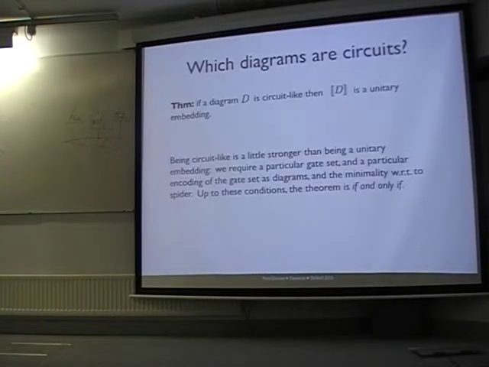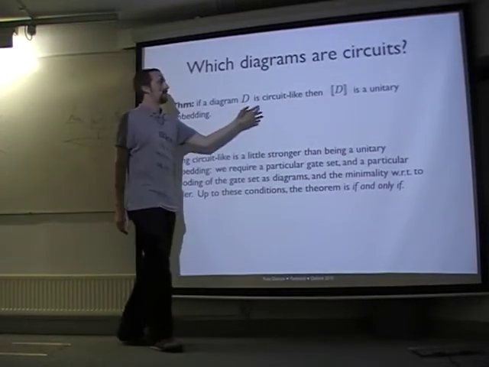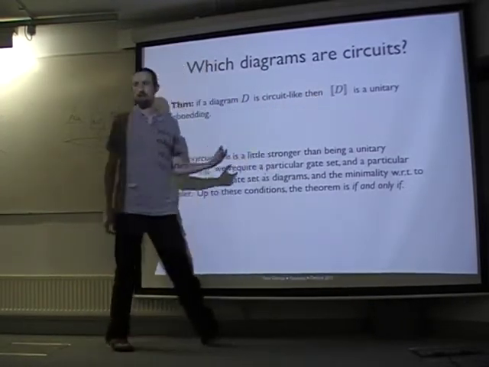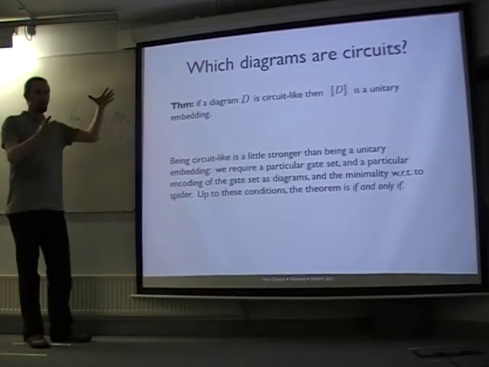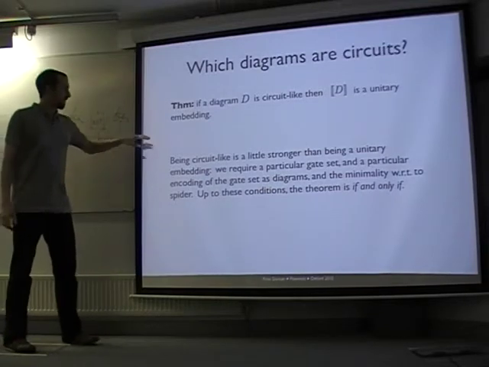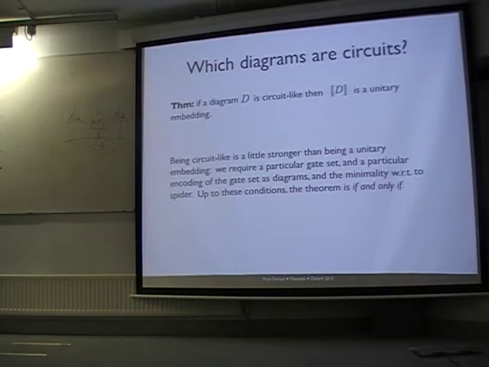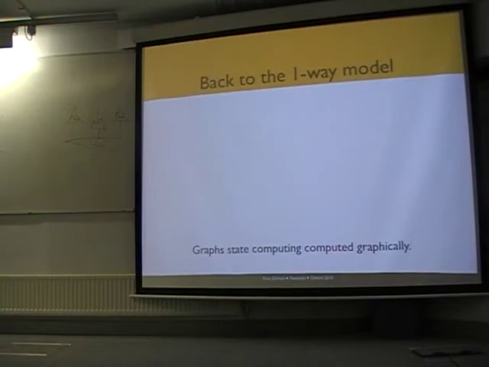Okay, so the theorem then says that if diagram D is circuit-like, in the sense I said before, then its denotation is a unitary embedding, meaning it's a unitary map where some of the inputs are already given to you. Being circuit-like is a little bit stronger than being a unitary embedding because of these slight technical conditions, but you can more or less ignore them. So it's diagrams and circuits, so you can see from that that any quantum circuit can be written down in this language, and you can prove some equations about them. But how about the one-way model?